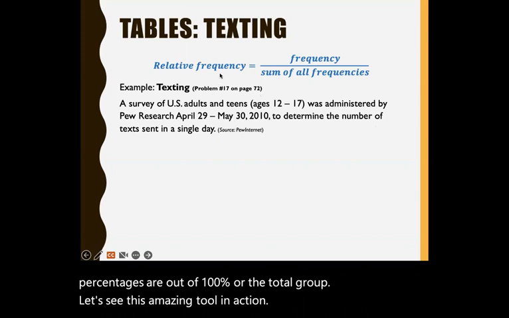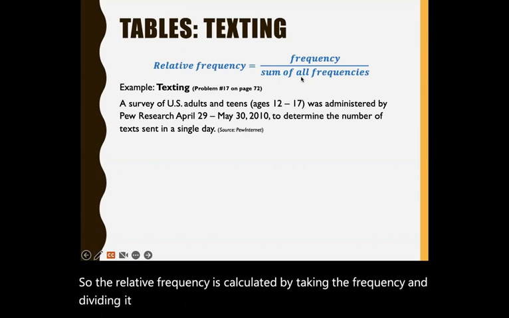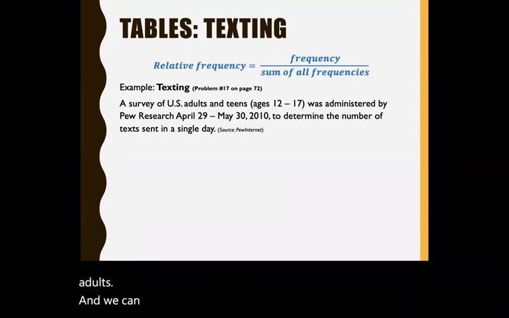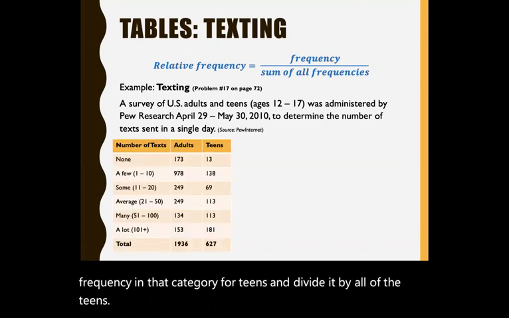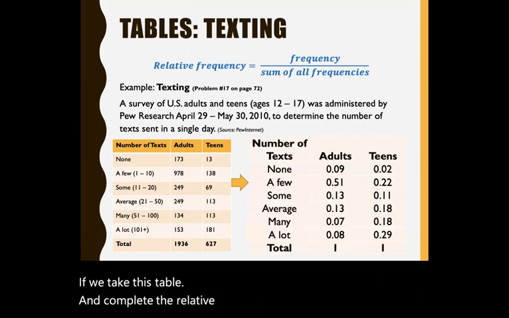So the relative frequency is calculated by taking the frequency and dividing it by the sum of all frequencies. In this case, it'll be the frequency of the adults in that category divided by all of the adults. And we can do the same thing with teens, where we look at the frequency in that category for teens and divide it by all of the teens. So here we go. If we take this table and complete the relative frequencies, we'll get the following.